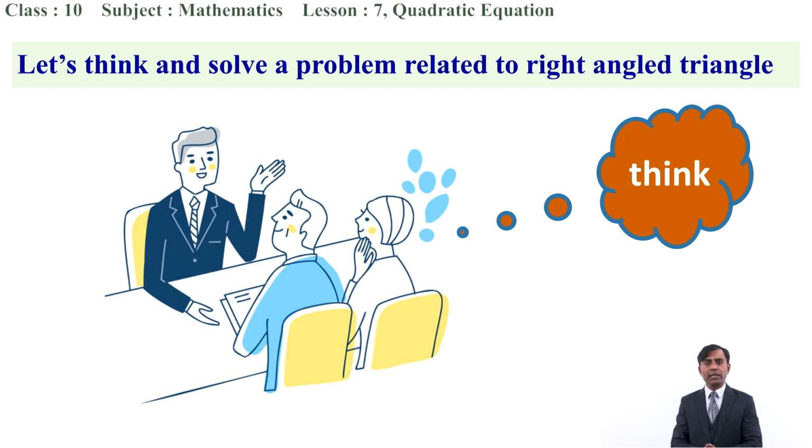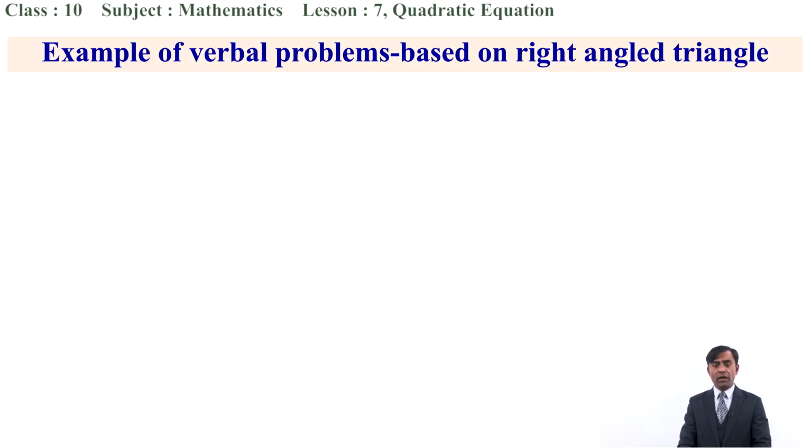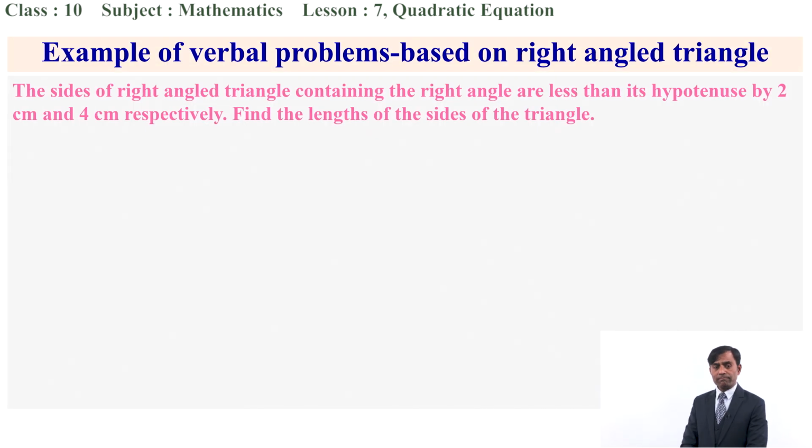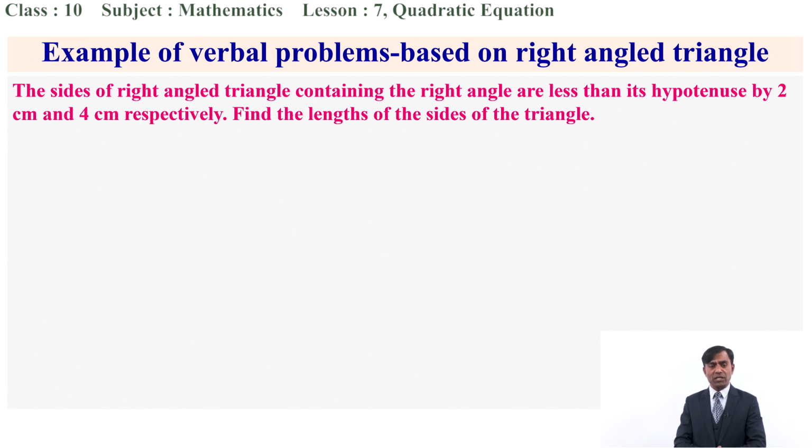Are we getting a quadratic equation again? Let's see here a problem. The problem is on the screen. The sides of a right angle triangle containing the right angle are less than its hypotenuse by 2 cm and 4 cm respectively. Find the length of the sides of the triangle, right?